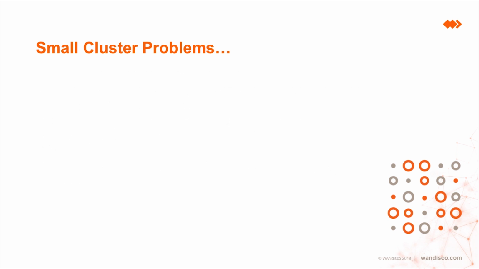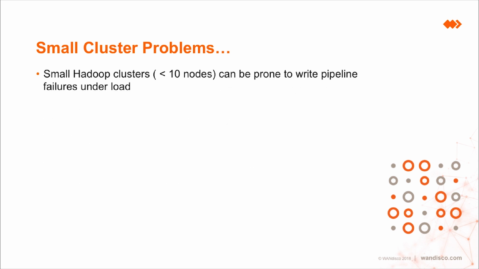Small cluster problems. You're usually going to see small cluster problems, and what we call a small cluster is any Hadoop cluster with fewer than 10 nodes. This can be prone to write pipeline failures under heavy loads. You'll see this in a testing environment or maybe a POC environment, and this is usually when those environments are pushed past what they should be used for.